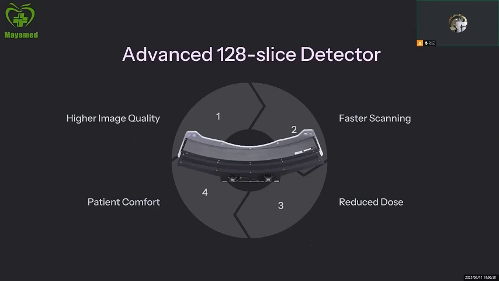This CT scanner is also configured with an advanced 128 slice detector. It produces higher image quality, faster scanning speed, reduces the dose to the patient, as well as improving the patient comfort with this advanced 128 slice detector.